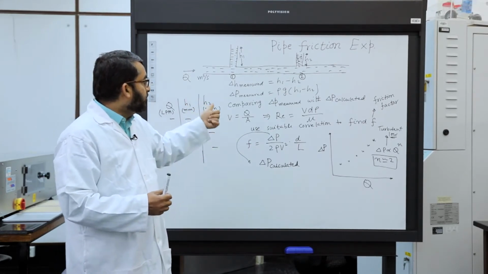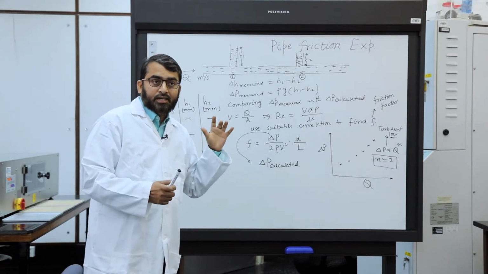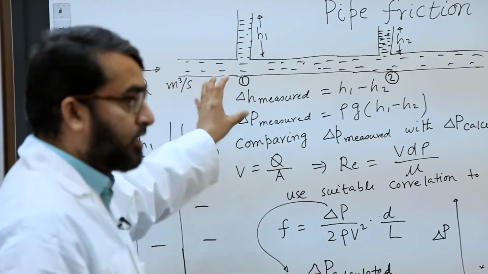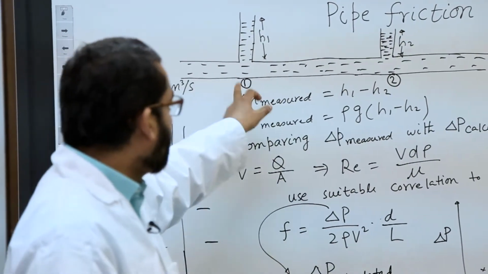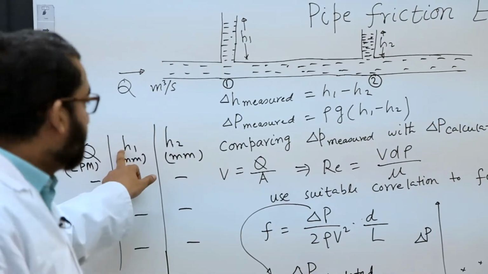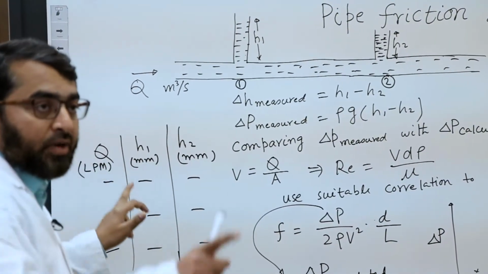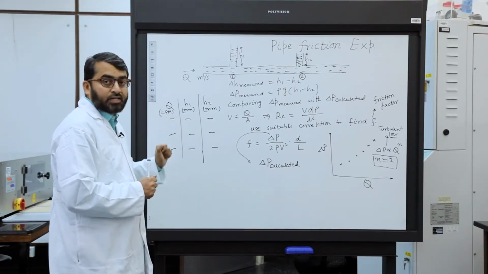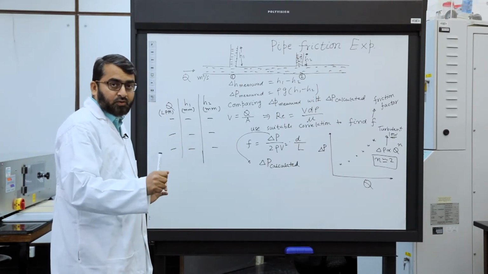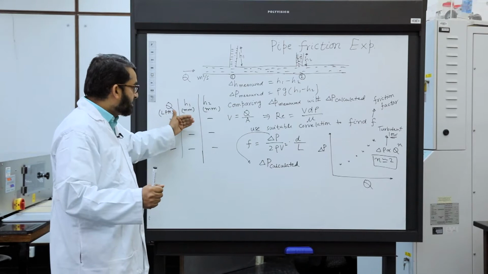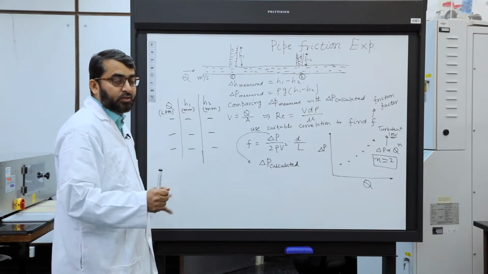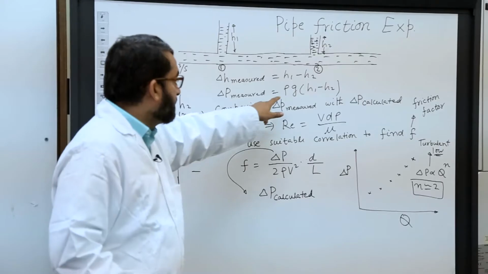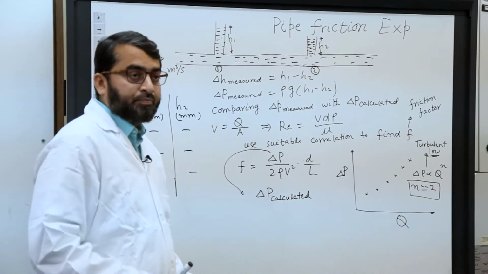So this is your job: to measure the head loss or pressure loss due to friction in a pipe at different flow rates. You will have a manometer connected between 2 points. You measure H1 and H2 at different flow rates. We have a rotameter to measure the flow rate in LPM, liters per minute. So you open the valve to get different flow rates and measure H1 and H2. This will be your measured, experimental data. Delta P measured, or experimental, is rho g (H1 minus H2). Okay, so this is measured.